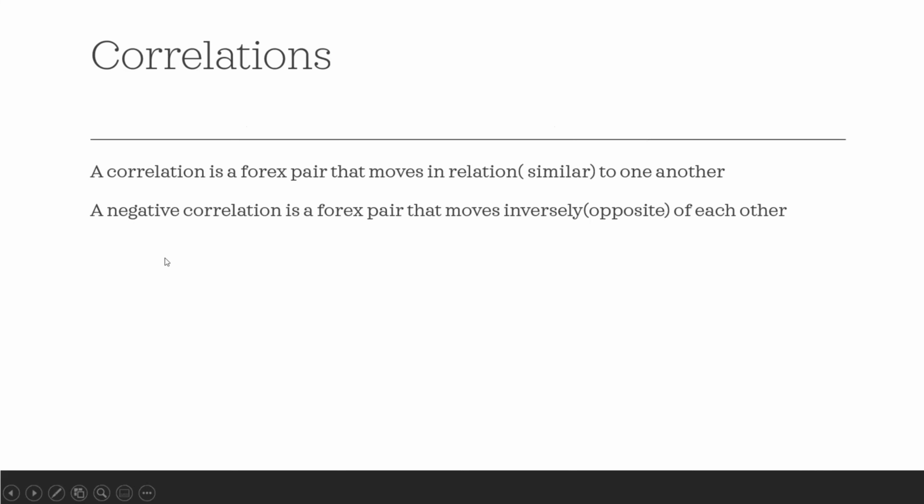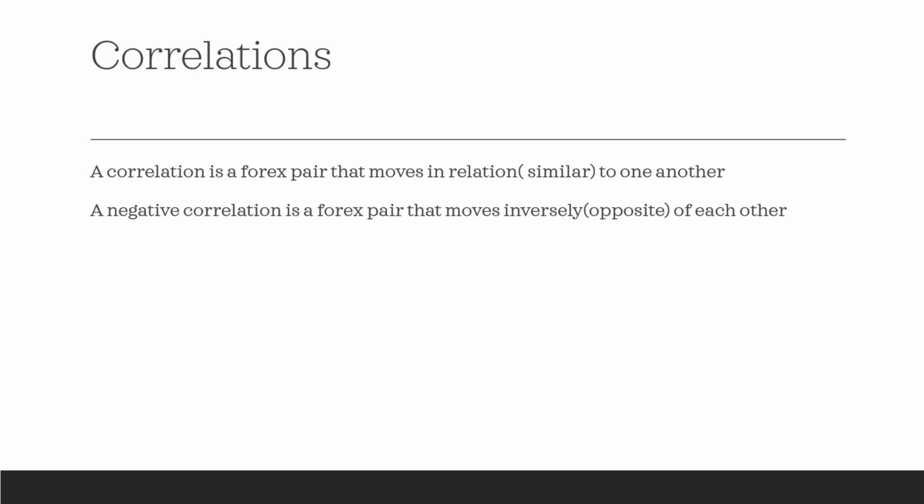Negative correlations would be like USD and indices. So USD or DXY versus US 30, or USD versus NAS 100, or USD versus Great British Pound, or USD versus the Euro. Those are inversely correlated to each other. If you know what one currency pair is doing, you know what the rest are doing as well.